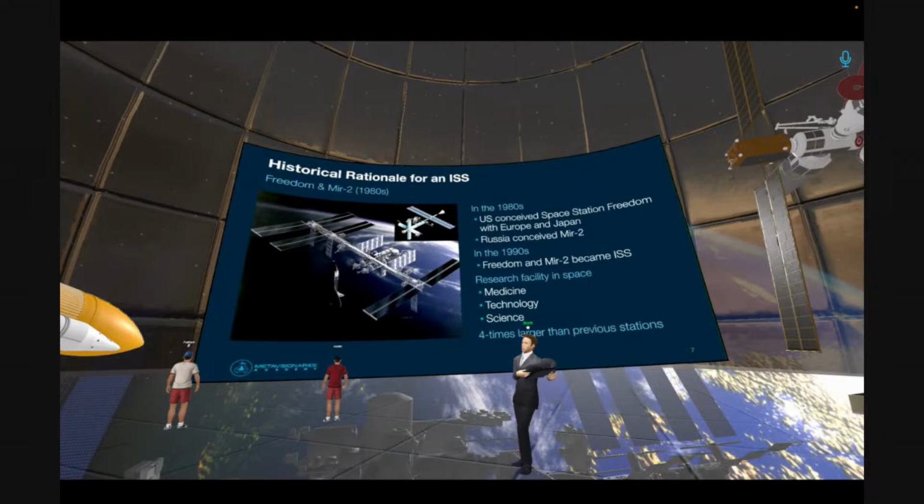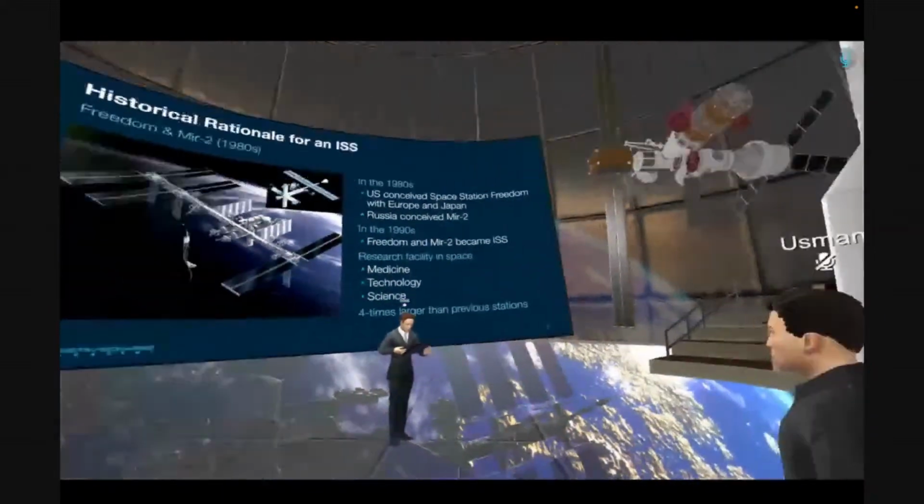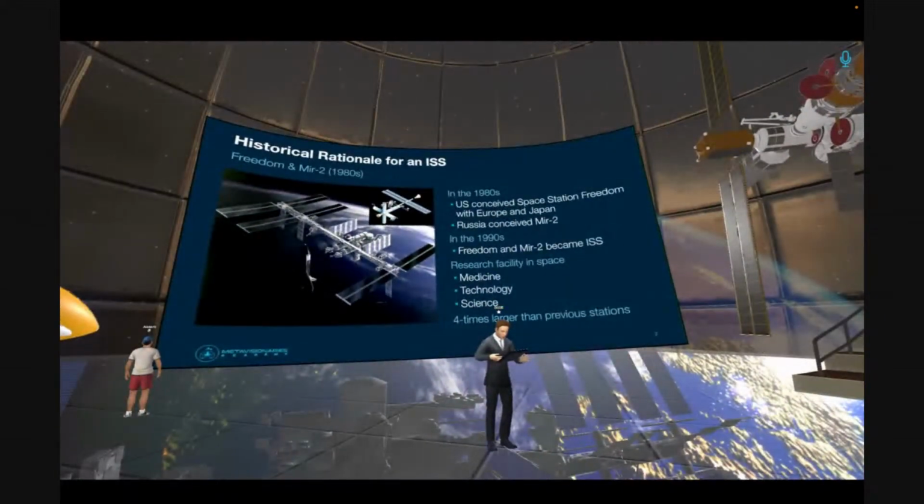So the historical rationale for this space station actually began in the 1980s because the United States conceived of its own space station as the predecessor to the Skylab space station with collaboration with Europe and Japan. And in parallel, but independently, Russia was conceiving of its second space station, its follow-up space station to the Mir. And that space station was called Mir 2.